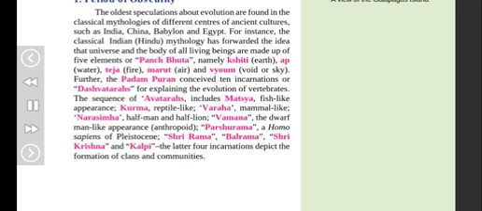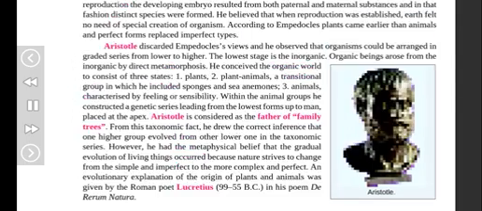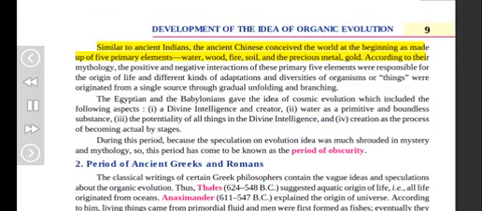Similar to ancient Indians, the ancient Chinese conceived the world at the beginning as made up of 5 primary elements: water, wood, fire, soil, and the precious metal, gold. According to their mythology, the positive and negative interactions of these 5 elements were responsible for the origin of life, and different kinds of adaptations and diversities of organisms or things originated from a single source through gradual unfolding and branching.